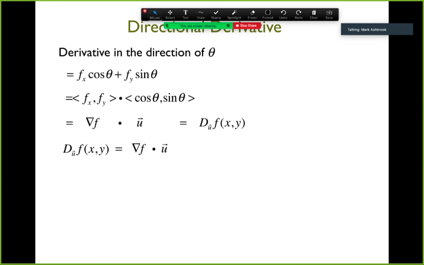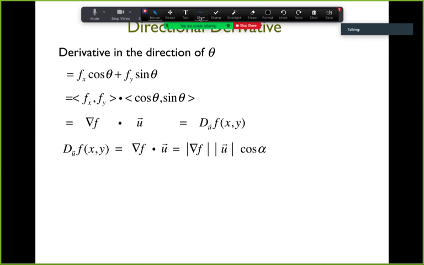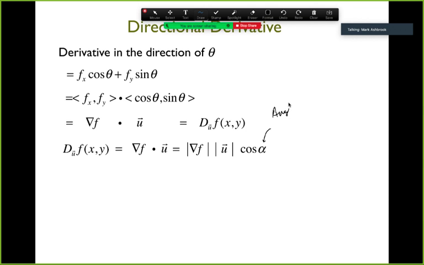And so since it's the dot product, we have another form of it, and that's this one. Remember that the dot product is the product of the magnitudes times the cosine of what? So what angle is that? Is that theta? Is it the same as theta? So what is this? This is the angle between the gradient and the unit vector. Yeah, so it's the angle measure between these two vectors.